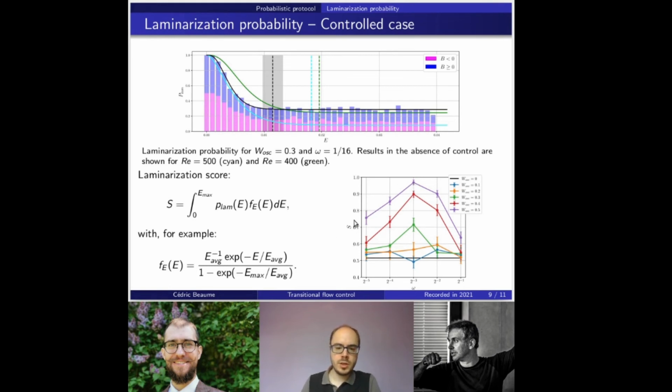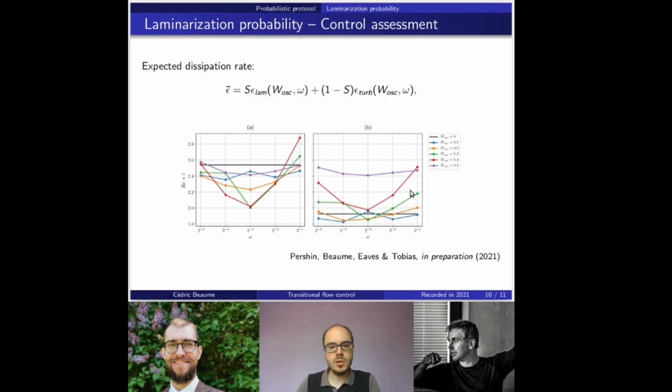So just maximizing this laminarization score is a good criterion to kill off turbulence altogether, without any energy considerations. But you might think that increasing the amplitude of the control is going to cost a lot more energy in an industrial process, which might not necessarily be energetically savvy in the end.